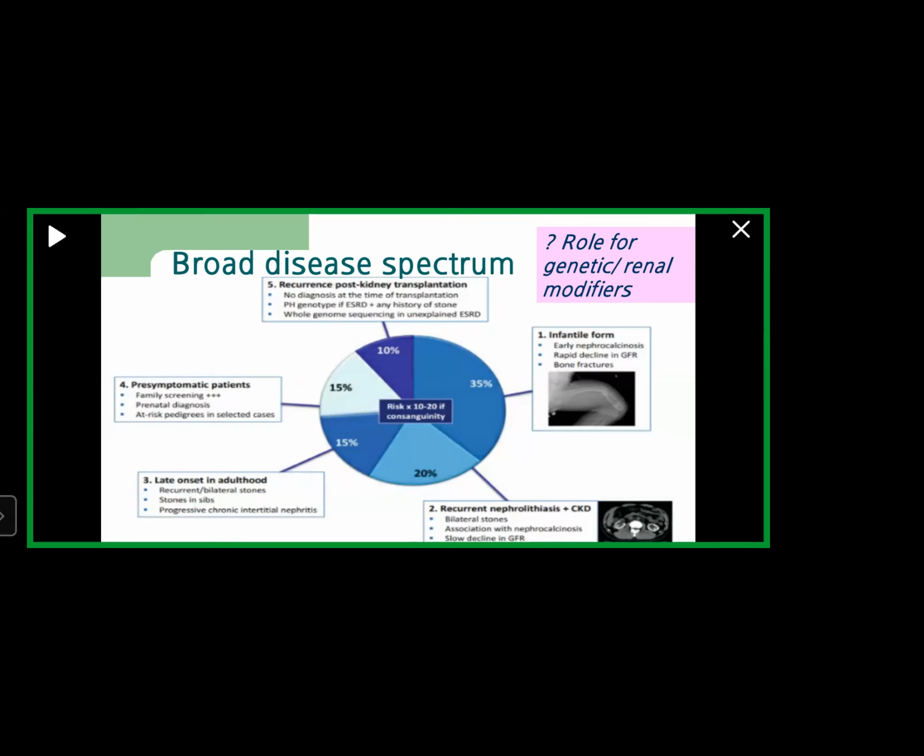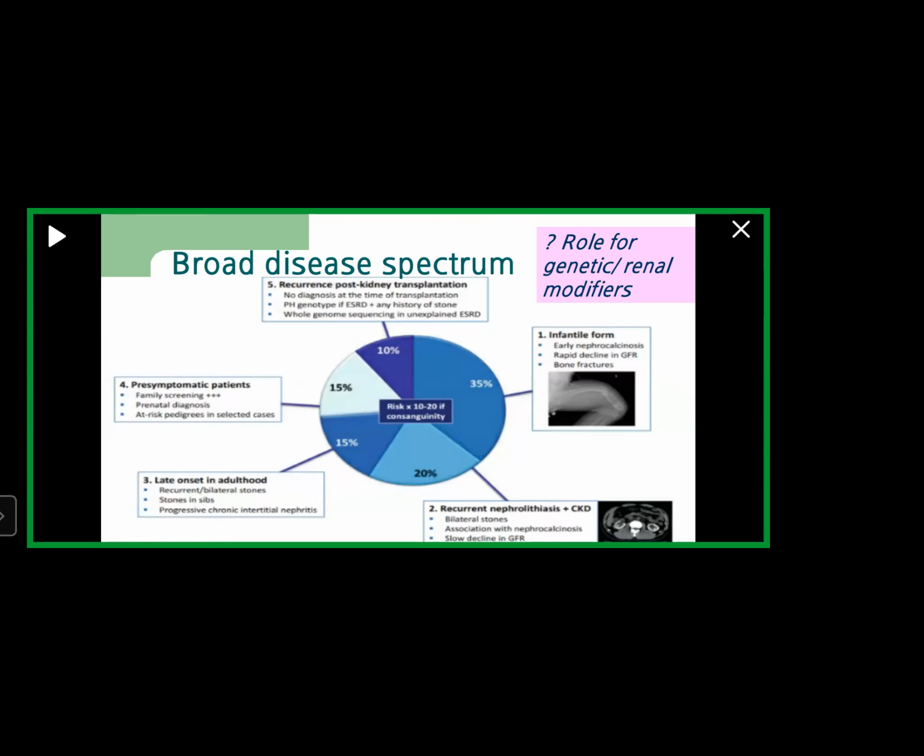A more modest form, so to say, is recurrent nephrolithiasis with progressive CKD that can reach end-stage kidney disease during childhood, adolescence, or adult life. The late onset form can present with recurrent or bilateral stones and progressive chronic interstitial nephritis and CKD at a later age.